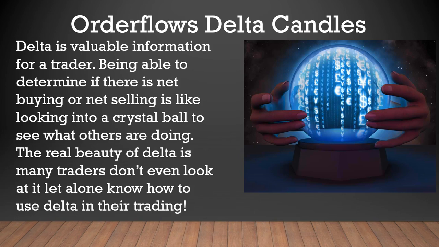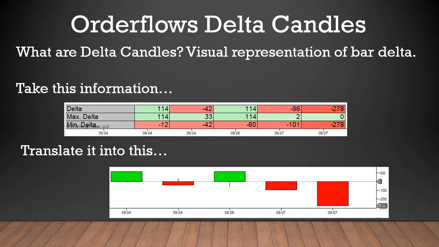So, what is Delta? Delta is extremely valuable information for a trader. Most people don't even know what it is, but it allows you to determine if there's net buying or net selling. When you see that information, it's really like looking into a crystal ball to see what others are doing in the market. The real beauty of Delta is that many traders don't even look at it, let alone know how to use it in their trading. For people that trade with order flow, they know what it is, but even then, there's a small percentage that don't really understand it.